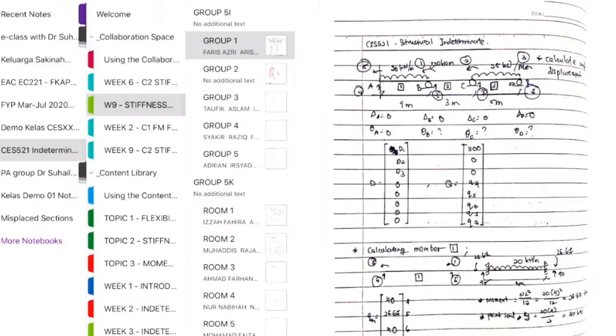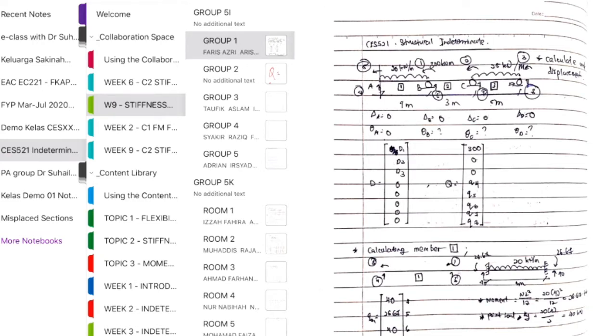Assalamualaikum. I want to review your exercise under collaboration space. It is the exercise that every one of you in the breakout room did last week. So we will look at it one by one. We will start with group 5I, room number 1.